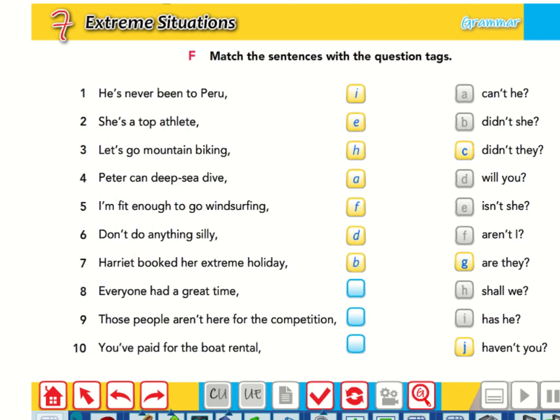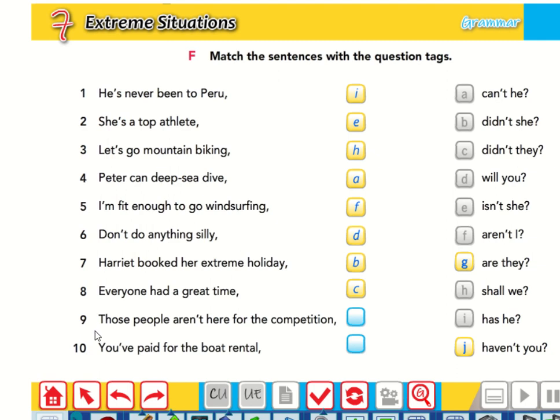Now, number 8. Be careful here. Everyone had a great time. We have here the verb had. You have to be careful that we don't have any verb after had. So this is simple past, right? We have to put a negative question tag because it is a positive sentence, and we have to look for didn't they. Everyone had a great time, didn't they? See?